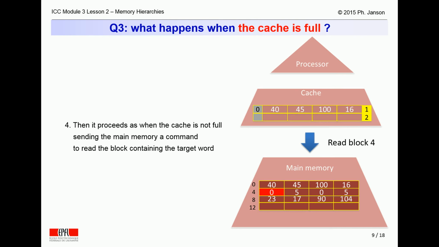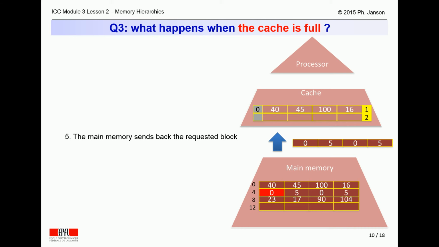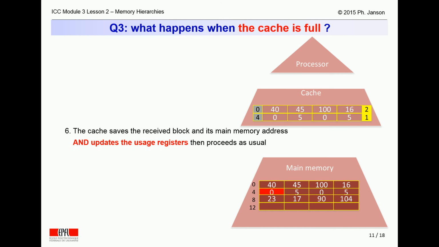As in the case when the cache is not full, it then proceeds to send the main memory a command to transfer the missing block from main memory into the cache. The main memory then sends back to the cache the entire 4-word block, including word number 4. And as usual, the cache safely saves this block into the now freed block, and it updates the block usage registers as per the least recently used rule.